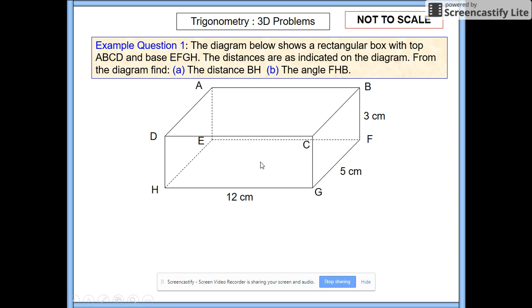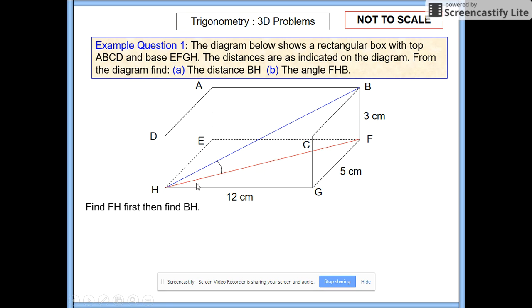So the first thing they want is the distance BH. So that's B to H. So they want the distance from the bottom corner to the top corner. All right, so what we do first is we have a look and we draw. Our blue line shows that. Our red line goes along the bottom, and we're looking at the angle. So it says find FH first, and then you can find the BH. So the FH is flat across the floor, from that corner to the bottom corner.